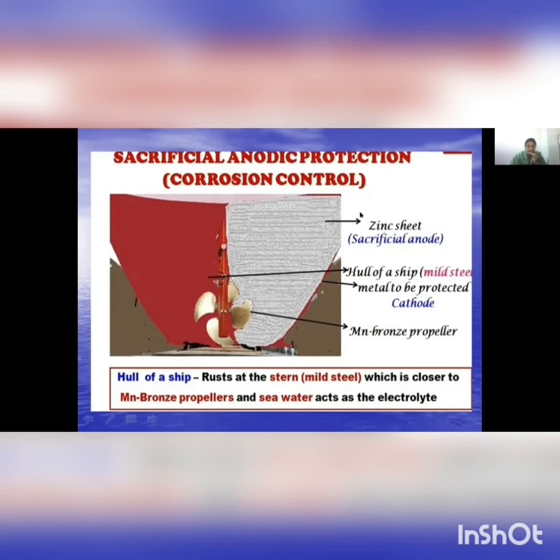So here the zinc acts as an anode that protects the hull of the ship, which is nothing but mild steel. At the anode, oxidation takes place. Here the zinc is completely destroyed and protects the mild steel. So this is the example for the sacrificial anode.